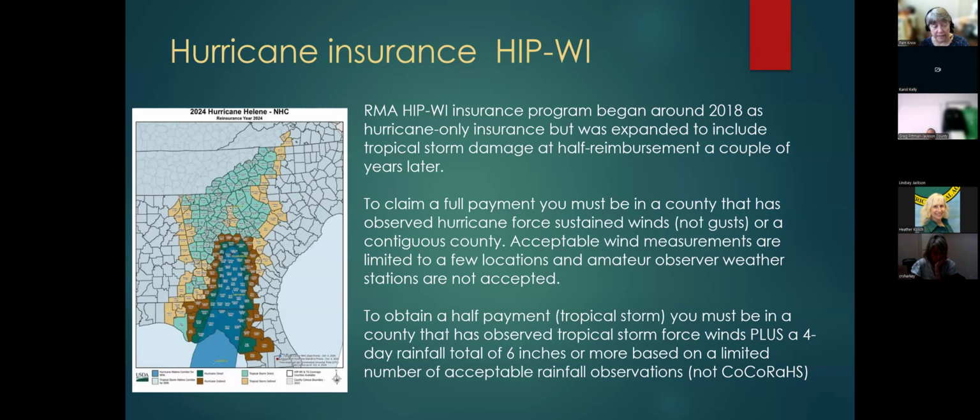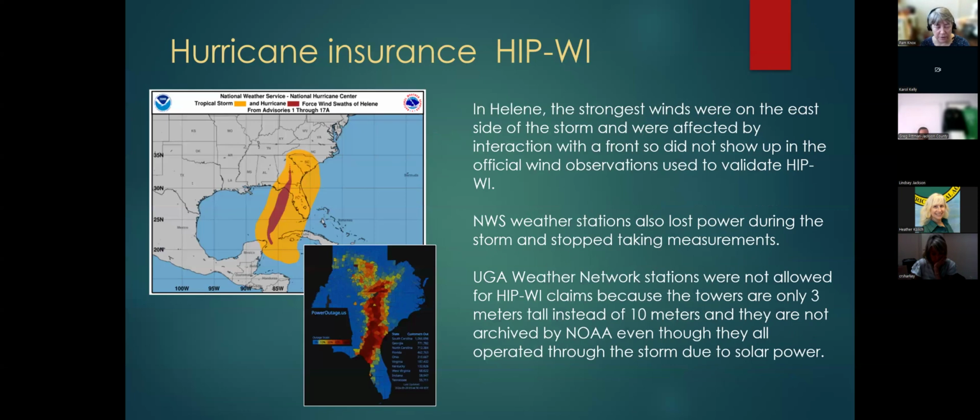You can see it covered a lot of the state, except for the areas right along the coast, which is odd because if you look at where the power outages were, on the smaller map here, a lot of the power outages were along the coast and just inland. That's because there was an interaction of Helene with a front in the area, and so the strongest wind gusts were not actually right at the eye, but to the east of the eye.